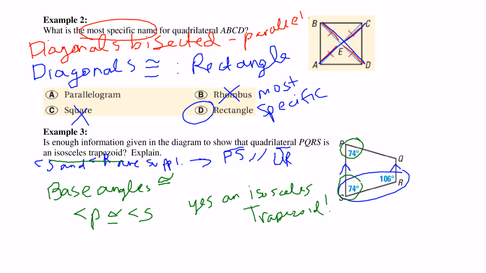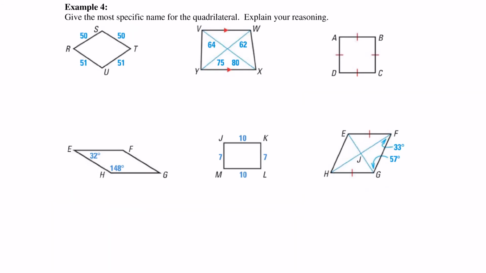For these 6 questions we're going to go through, this is to give you a good idea of what they could look like, but it's the same general idea. We need to figure out the most specific name for these different shapes. So for this first one, we have two pairs of consecutive sides that are congruent. Because of that, this will be a kite.